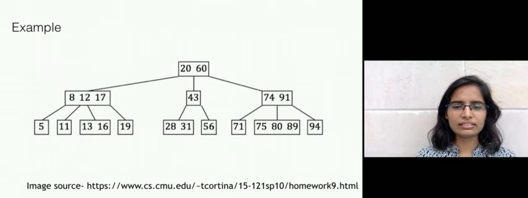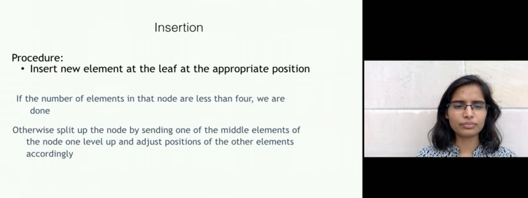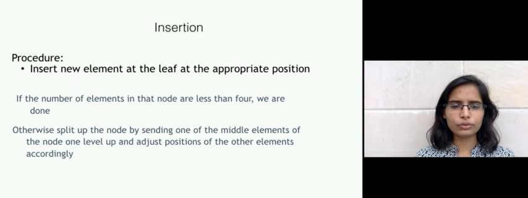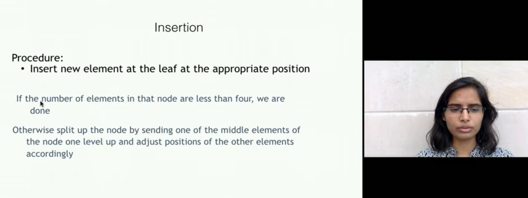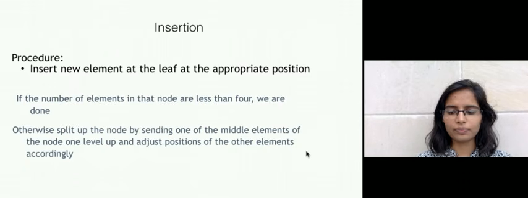Now we'll see how to insert an element in our 2-4 tree. Insertion. The procedure we follow is that we insert the new element at the leaf at an appropriate position. If the number of elements in that node is less than 4, we are done. We can simply add that value in that node. But if the number of values in a node becomes 4, then we are not allowed, because in a 2-4 tree we are only allowed up to 3 values. So we split the node by sending one of the middle elements one level up and adjust the positions of the other elements accordingly.